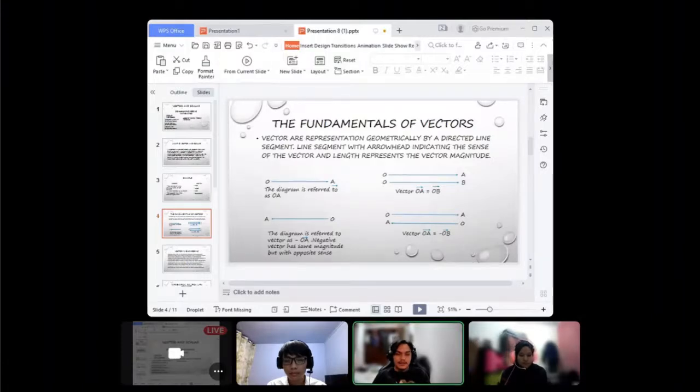Next, vector OA equals OB. Both go to the same vector, which is B and A. And under it is vector OA equals negative OB.